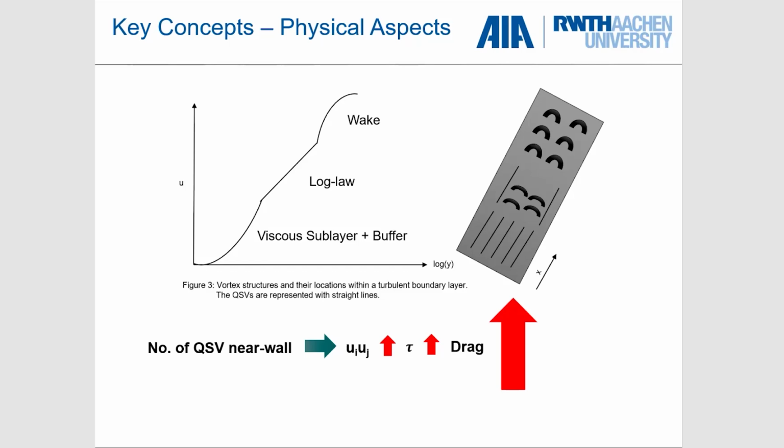horseshoe vortices. And the QSVs are important in drag reduction because they are the primary generator of Reynolds stress, which is a key characteristic of turbulent flows, and Reynolds stresses in turn generate shear stress, which results in the production of drag.